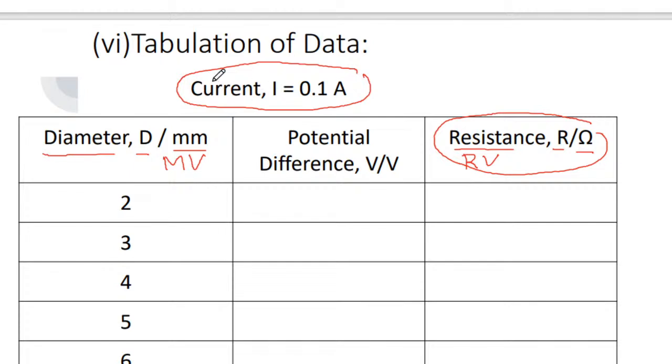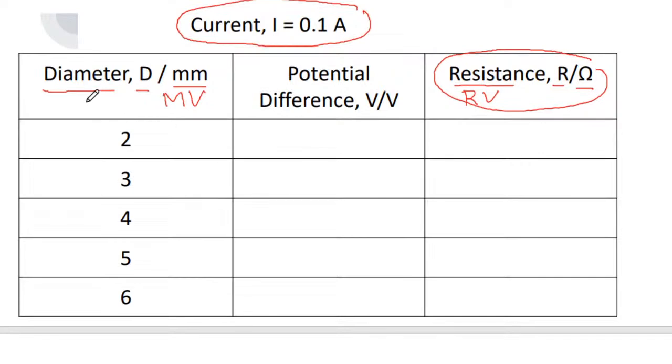Okay, for the tabulation data, as long as you have two columns, at least, okay, means that at least you have diameter and resistance. Okay, with you label like this, diameter D, mm, and then resistance R, ohm, and then the value of the diameter, the manipulated variable, written. That is already enough for you to get 1 mark. It means that without current, without potential difference, also can get already 1 mark.